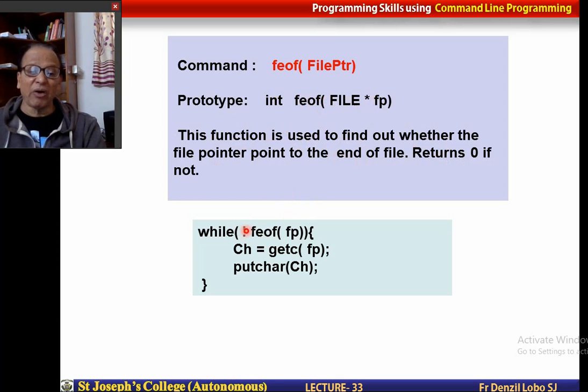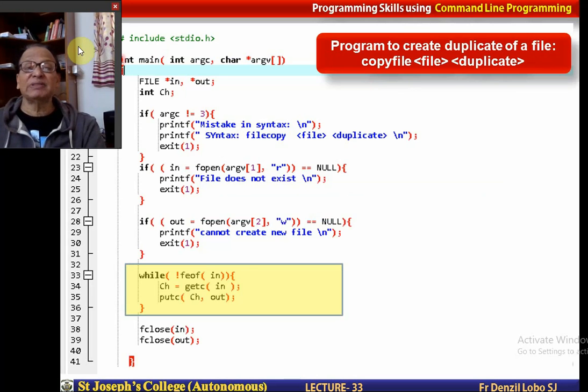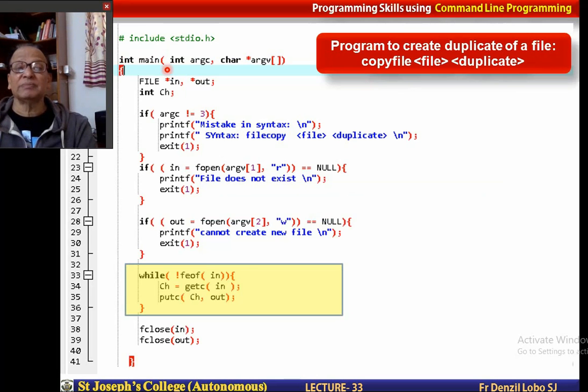Therefore, you have to put not end of file, because it returns 0. 0, you cancel it with not, it becomes 1. Therefore, this is true. And therefore, you getc, putc, getc, putc. This is what you are going to say. Therefore, feof is very important, one more function for file management. And with that, we come to the program to create a duplicate of a file.